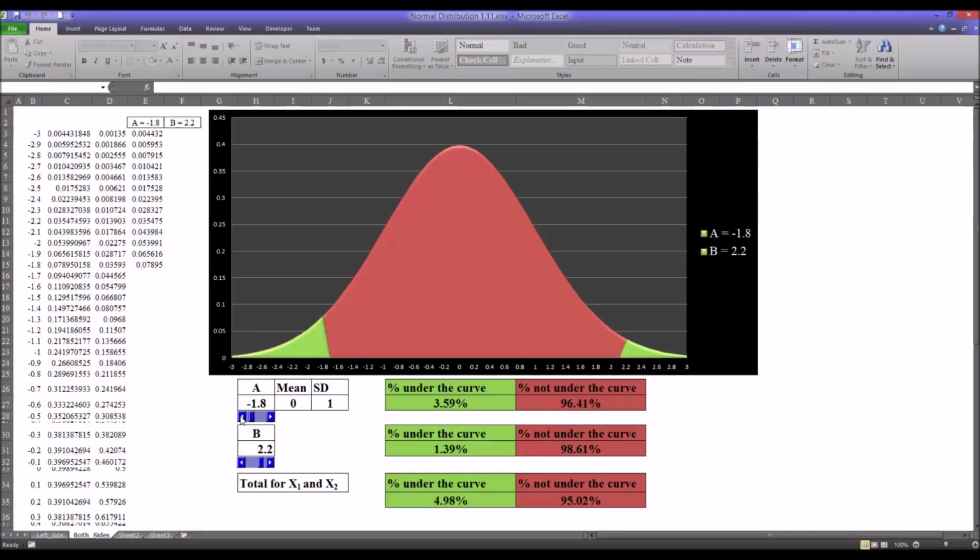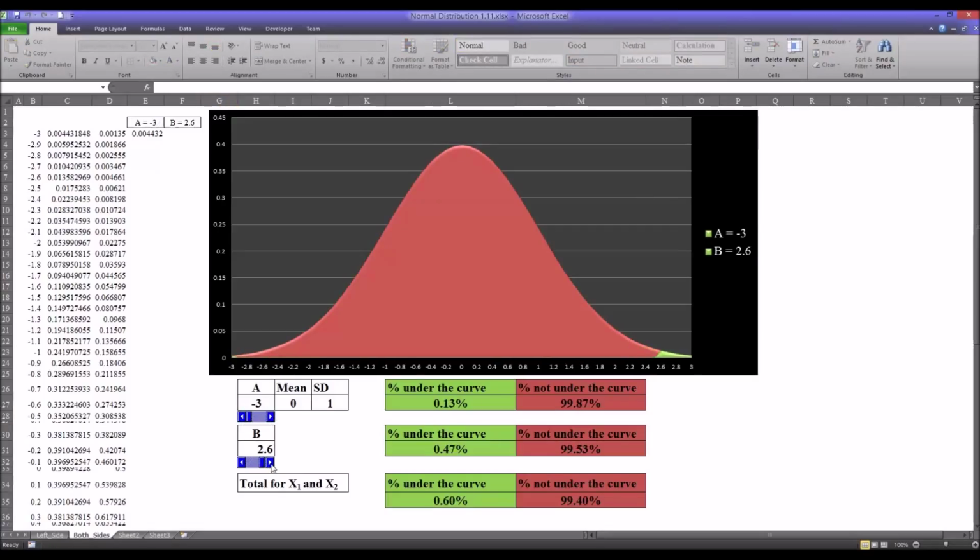So let's start with something fairly straightforward. Let's go to a z of negative 3 and positive 3. So the a is from the left. This a variable is from the left of the distribution, and the b is from the right. So a is from the left moving to the right, and b is from the right moving to the left.